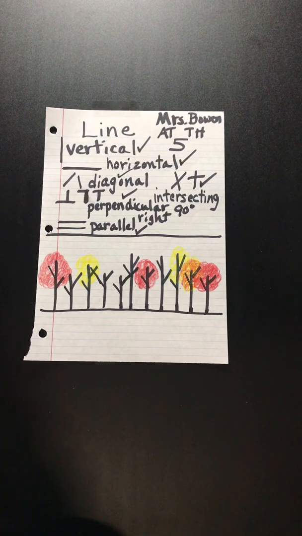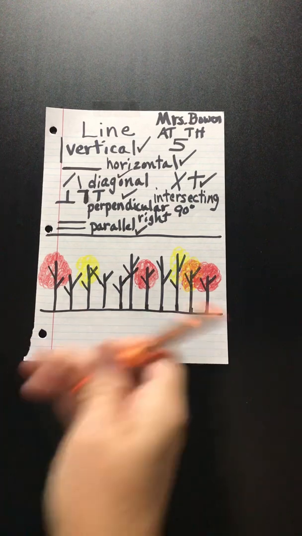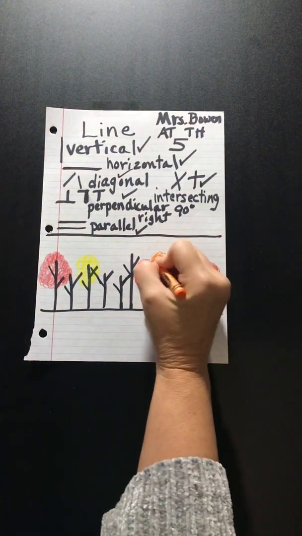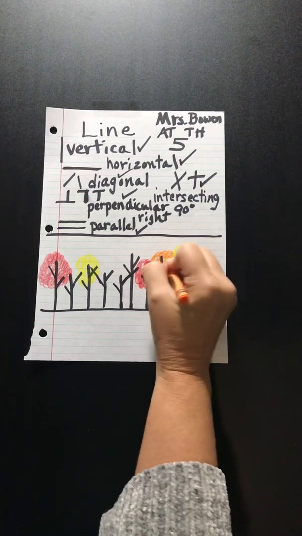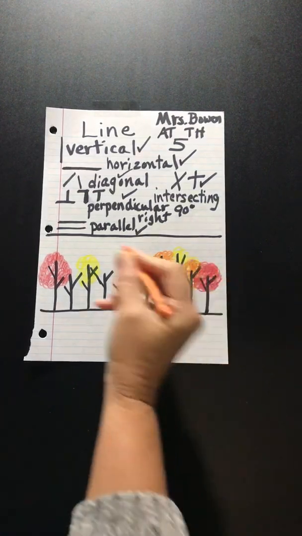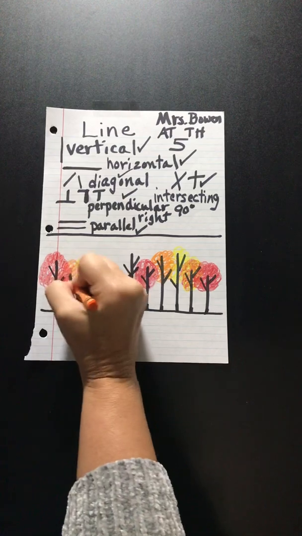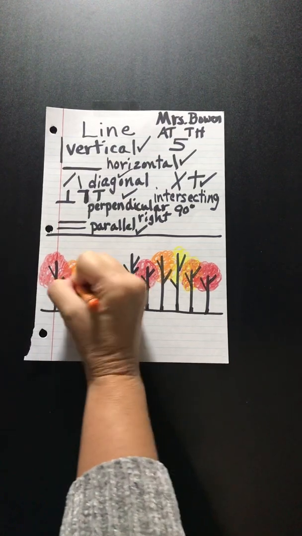Now I'm actually going to pull out an orange so I get a really vibrant color. I'm going to make this one really nice and orange. And maybe over here.